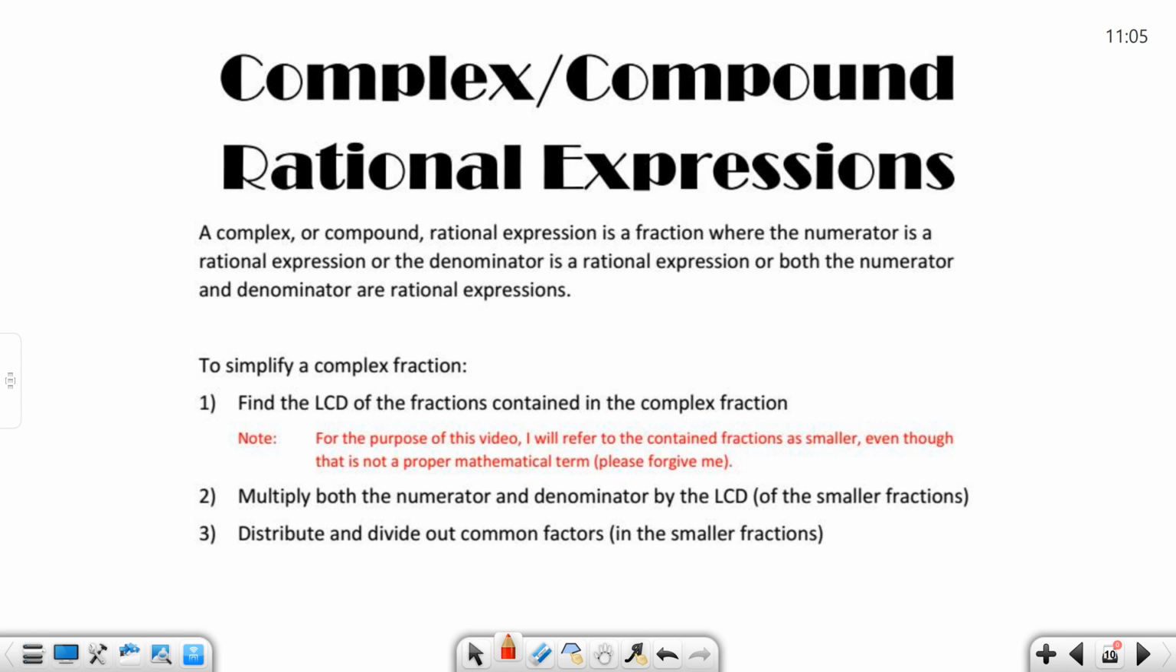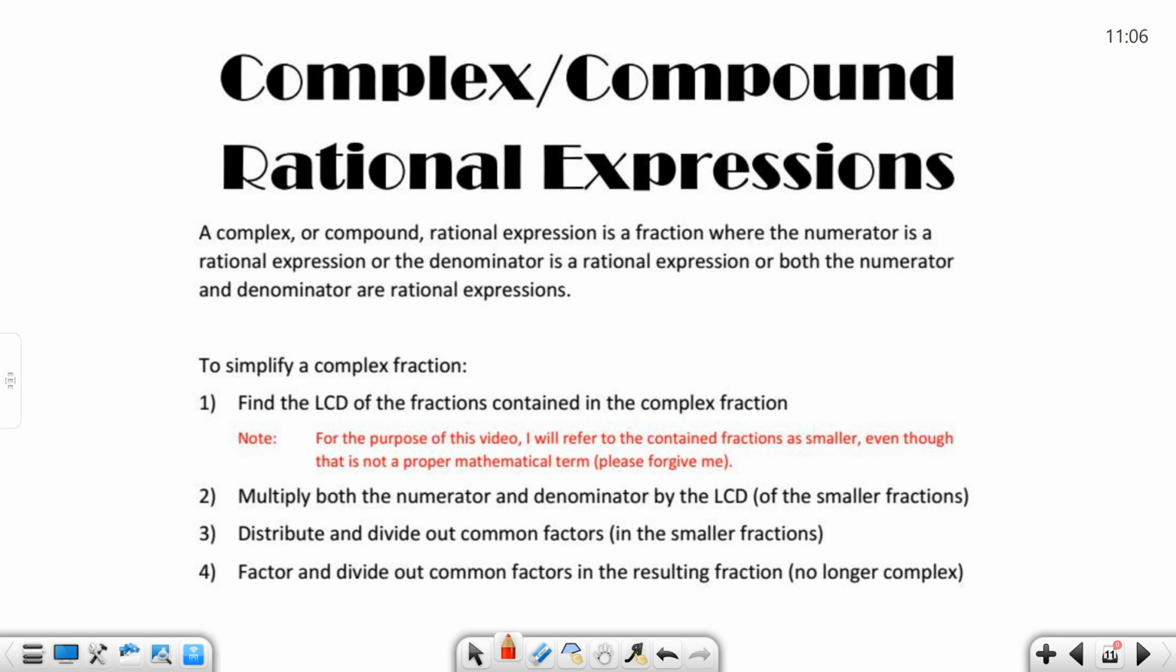And look, I know there are different ways to do this. You can find the LCD of the top and the bottom and then flip the bottom fraction. Also, I'm doing this in what I think is a quicker fashion when you have multiple terms or multiple fractions involved. Factor and divide out common factors in the resulting fraction, and it should no longer be complex or compound. It should no longer be a fraction inside fractions if you follow these steps.